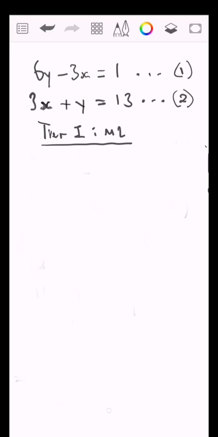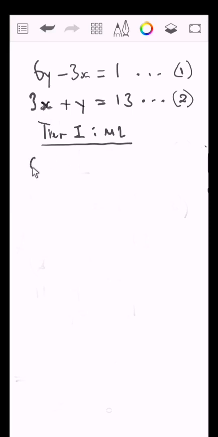Tier number 2, we are going to eliminate to find x, then eliminate to find y. But when you are applying the method of elimination, I advise that you apply it as we are going to show you in tier number 1. What we do here is, firstly, we are going to rearrange our equations such that the values of y are aligned and the values of x are also aligned. This is what I mean.